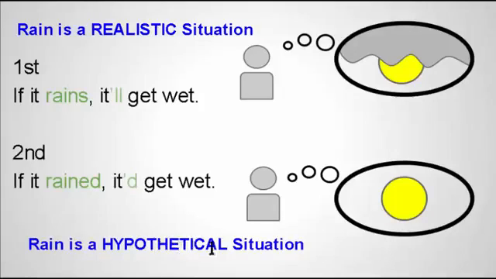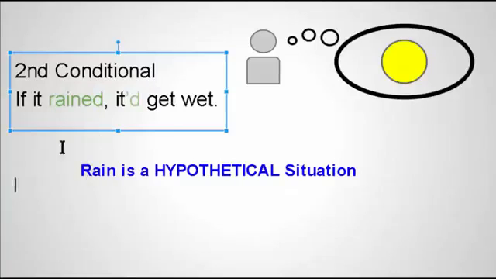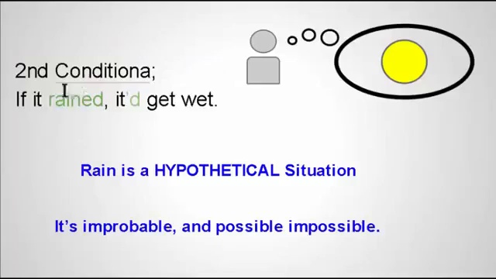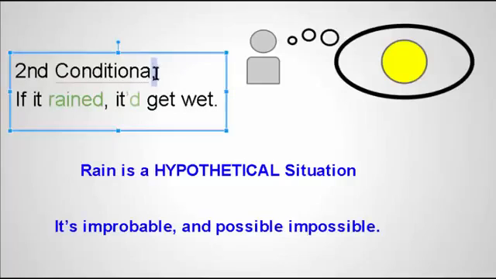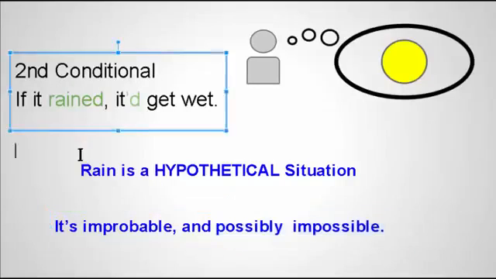In this case, it's a hypothetical situation. And being a hypothetical situation, when we say, if it rained, it'd get wet, we use a simple past. But we use a would result clause. And in this case, in my mind, when I say this, it's improbable. Yes, the situation is improbable. The situation happening, rain, is improbable, and it's possibly impossible. In this case, it's not impossible because rain is never impossible, but there are many situations that are impossible.